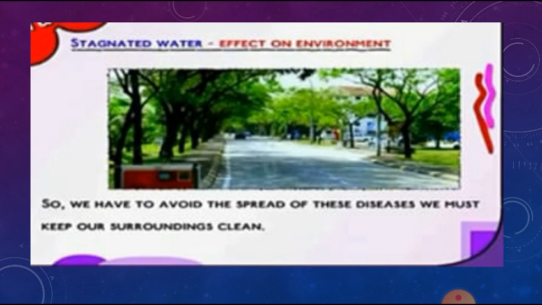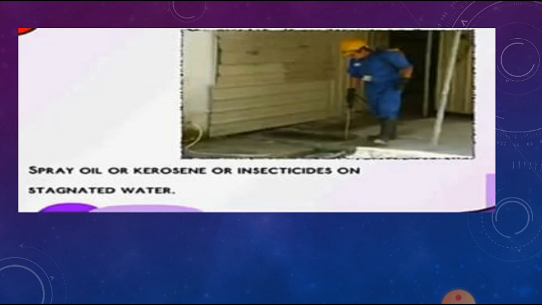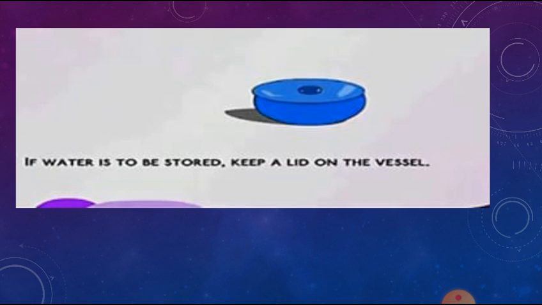That's why we have to avoid the spread of these diseases. We must keep our surroundings clean. So we must keep all sources of water clean. We must use mosquito nets while sleeping. Spray oil or kerosene or insecticides on stagnated water. If water is to be stored, keep a lid on the vessel. So always keep a lid on the vessel. Storage water should be covered.